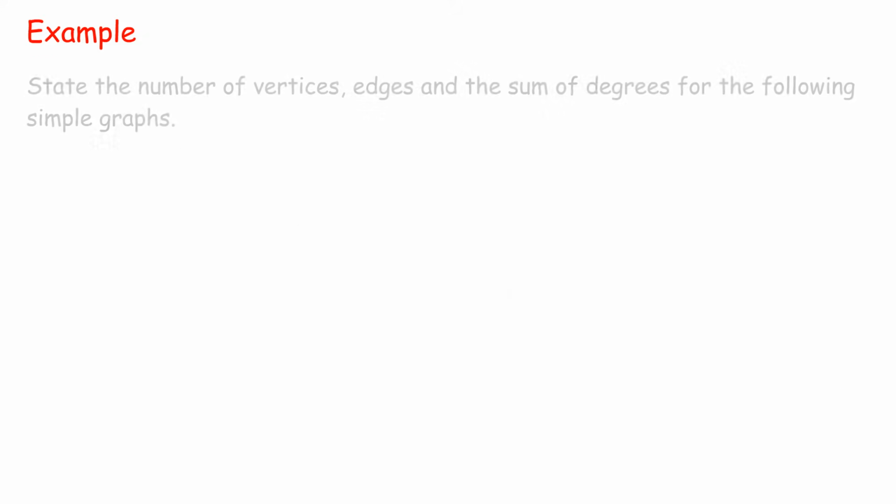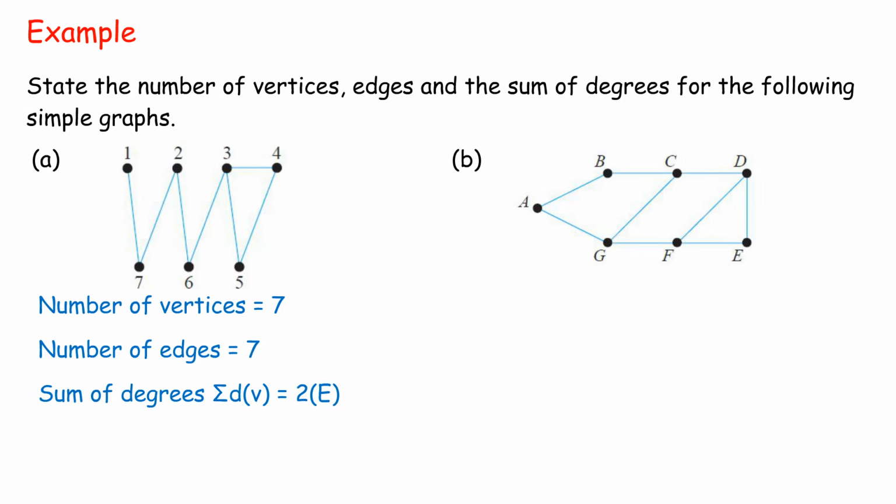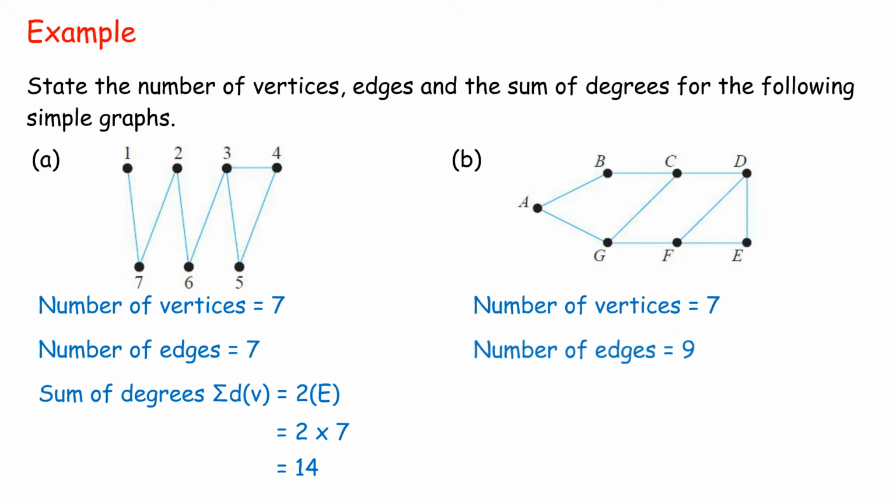Example: state the number of vertices, edges, and the sum of degrees for the following simple graphs. Solution: A, number of vertices = 7, number of edges = 7. Sum of degrees = 2 × number of edges = 2 × 7 = 14. B, number of vertices = 7, number of edges = 9. Sum of degrees = 2 × number of edges = 2 × 9 = 18.